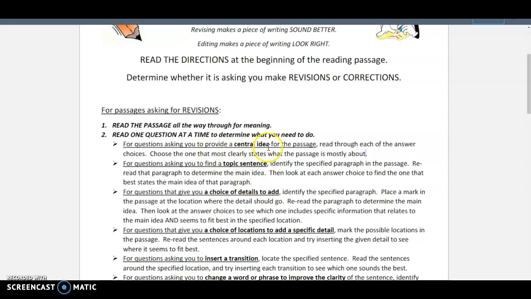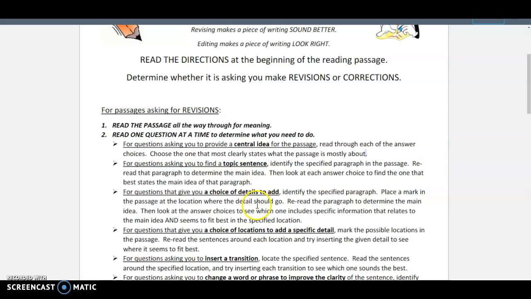So the questions that are asking you to give a central idea, read each of your answer choices and decide which one matches what the passage is mostly about. If the question is asking you to find a topic sentence, go to the paragraph in the passage. They'll tell you where to go, and then reread that paragraph to figure out what's the main idea. And go back to your answer choices to find the one that matches the main idea.